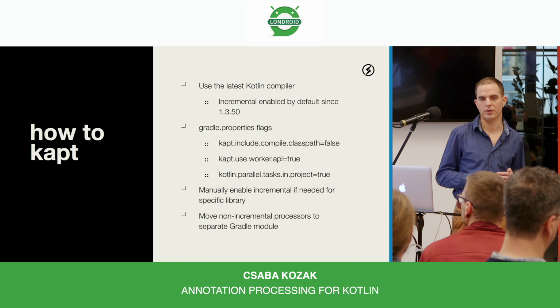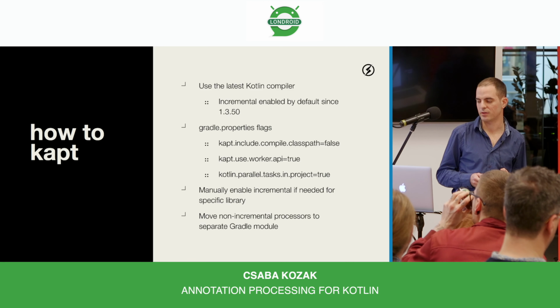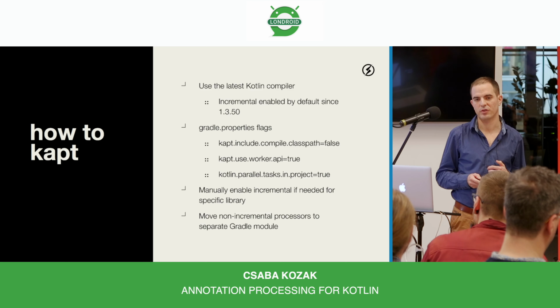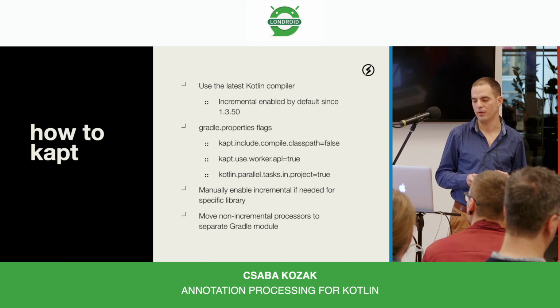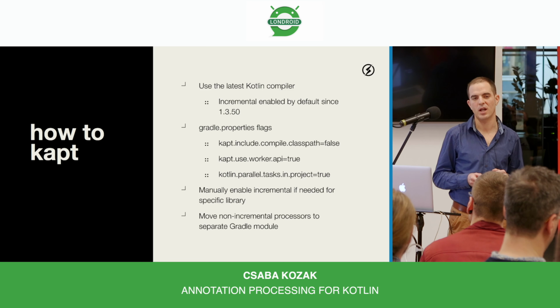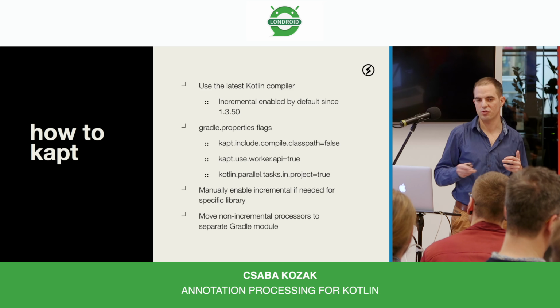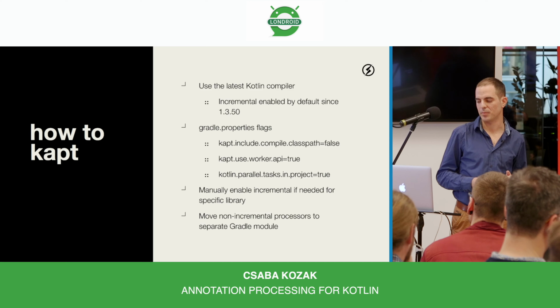The first flag is called kapt.include.compile.classpath. You should turn this to false. This will mean that the discovery of annotation processors in your class path will be turned off, and you have to explicitly mention the processors with the kapt configuration as in the previous slide. However, this will enable compilation avoidance for your modules. So this means that if a module doesn't have to be rebuilt, it can be avoided. But it can only be done if you enable this Gradle properties flag.